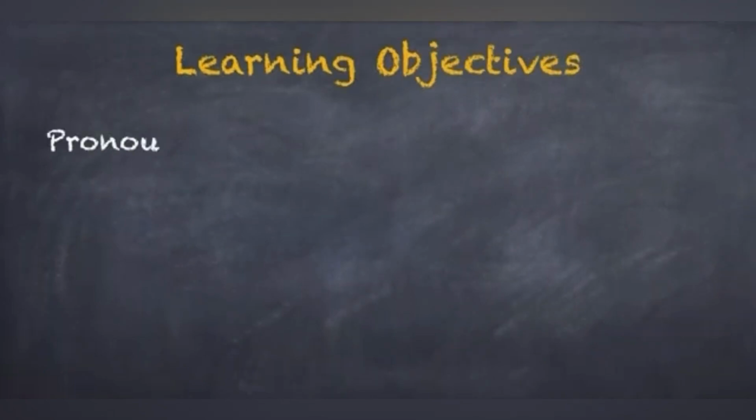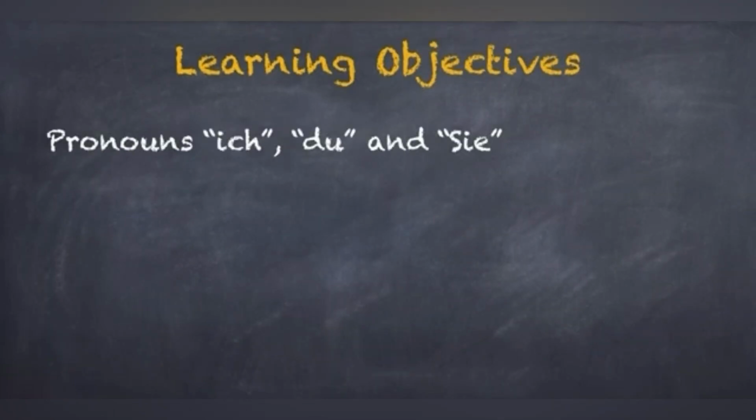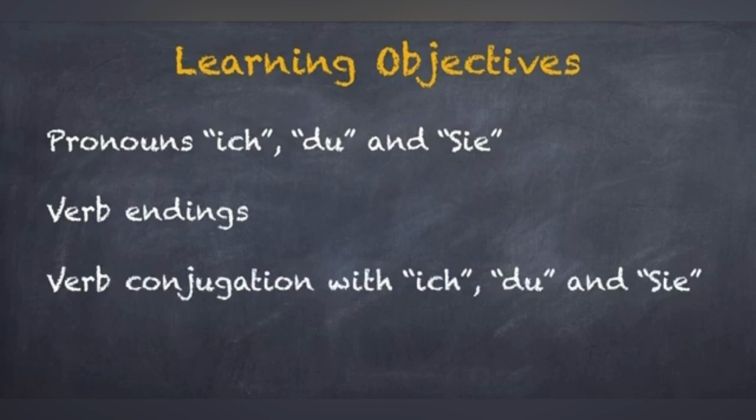Here's an overview of what we will be learning in this lesson. We will be analyzing the three pronouns ich, du, and Sie. What is verb conjugation and the various endings. In the end, we will do a small exercise.